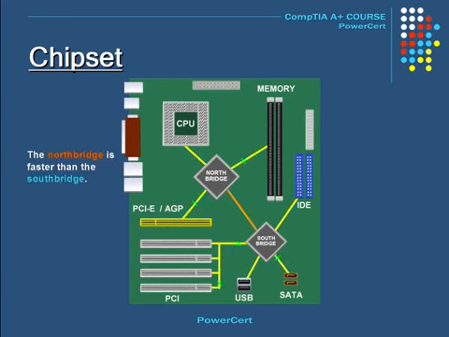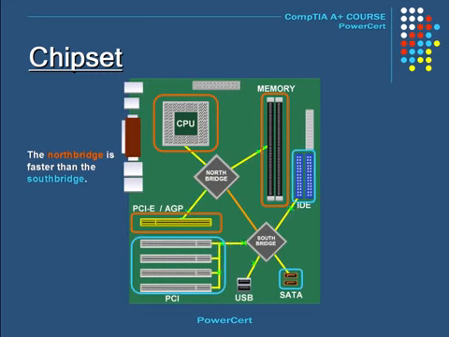The North Bridge is faster than the South Bridge, and that's because the CPU, the PCIe, AGP, and memory are the most used and most important components of the motherboard, so they need to operate at the highest speeds possible. The slower South Bridge communicates with the PCI bus, SATA and IDE connectors, and USB ports, and they don't need to be as fast as the other components. So basically the higher speed components are connected to the North Bridge, and the slower components are connected to the South Bridge.